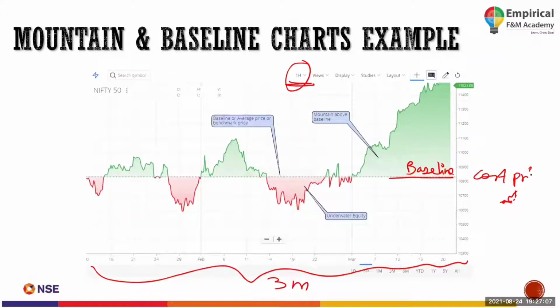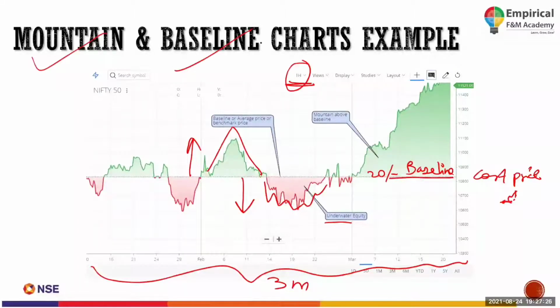We can put our baseline at the cost price also. Suppose you have bought a stock at 20 rupees. You can put a baseline at 20 rupees, so that whenever the stock goes above 20, it will be shown as green, and whenever the stock goes below the baseline, it will be shown as underwater. It looks like a mountain, and this looks like an underwater shadow. That's why it's called a mountain and baseline chart.